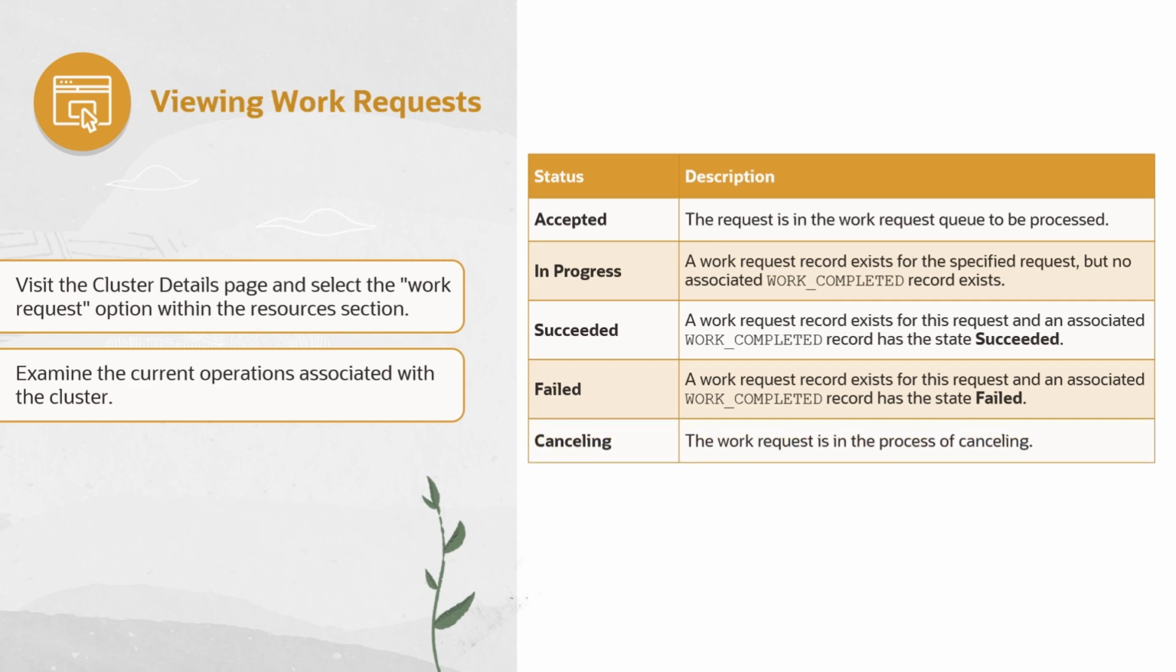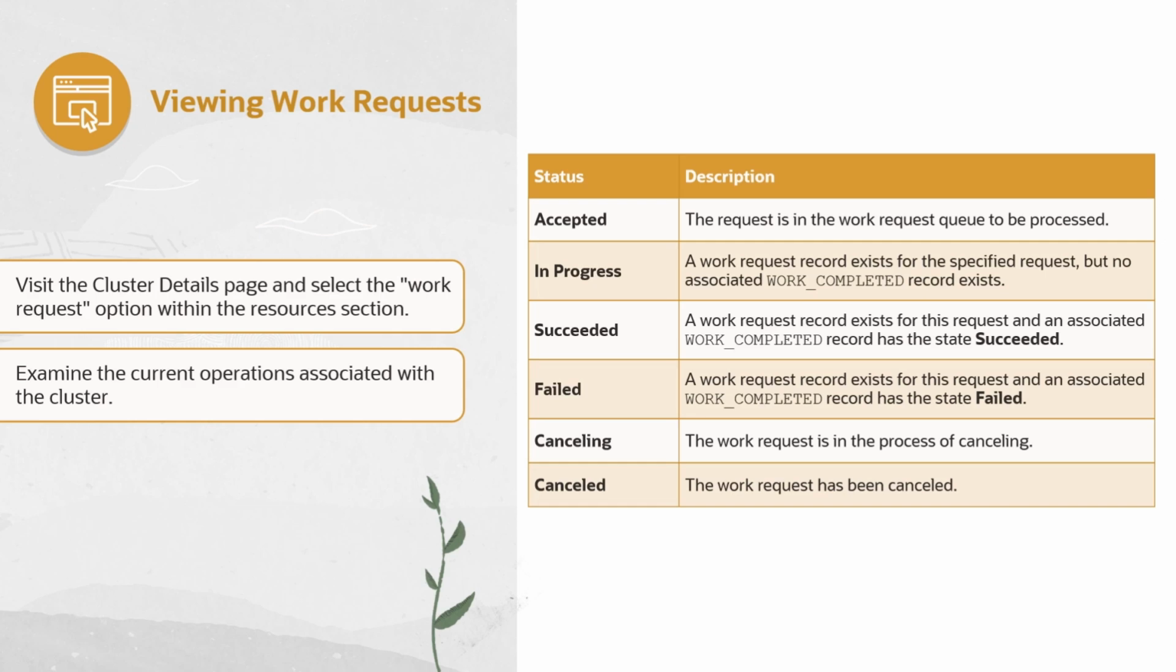Cancelling suggests that the work request is currently in the process of being cancelled, and cancelled denotes that the work request has been successfully cancelled. Understanding these statuses provides us with insights into the progress and outcomes of our cluster operations. It allows us to monitor and respond to any issues that may arise.